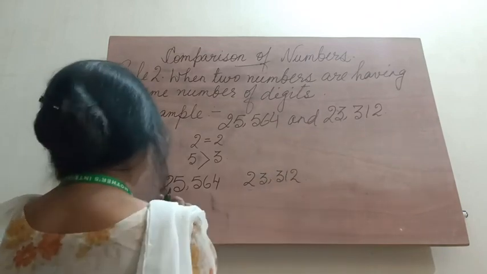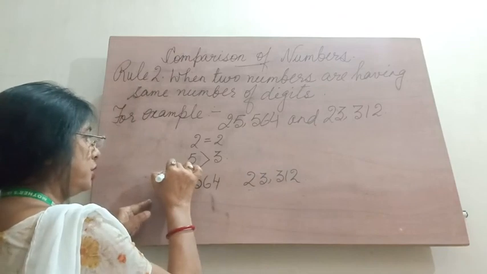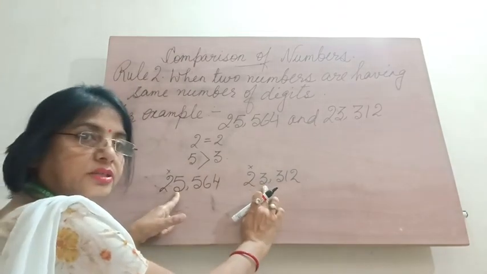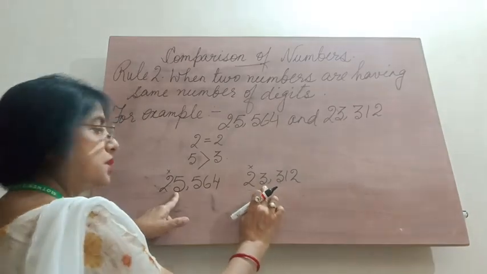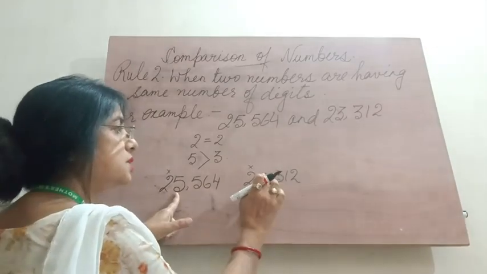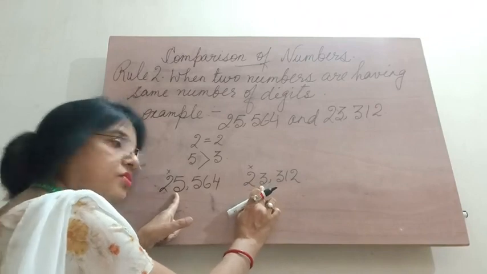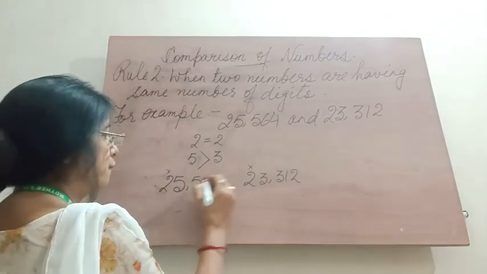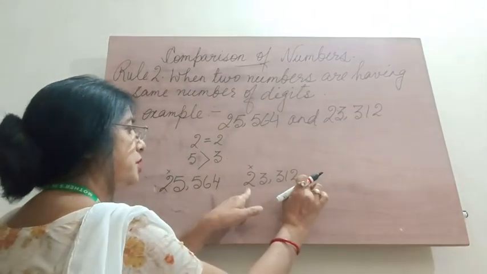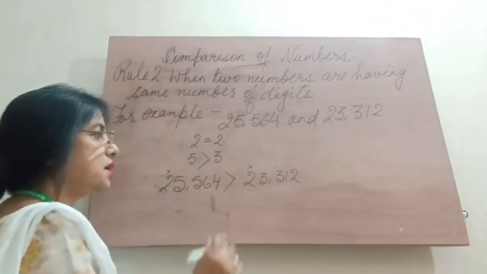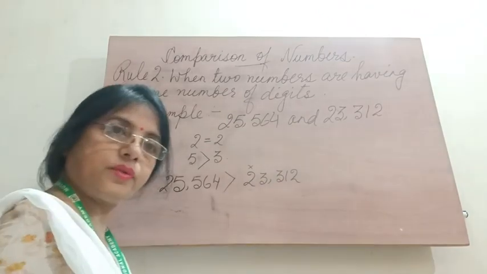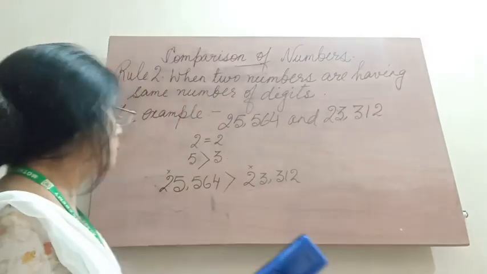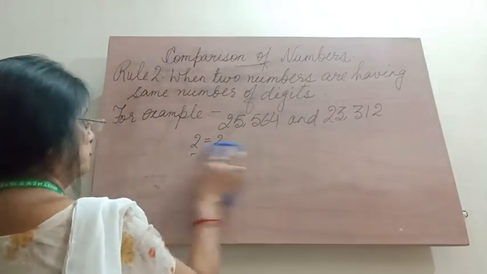Now, the first digit is 2, no need to compare. So, we are going to see the second digit. Here, in the first number, the second digit is 5, whereas in the second number, the second digit is 3. 5 is greater than 3. So, obviously, this number will be greater than the second number, that is 23,312. Clear to you? Now, for rule 2, one more example I am going to discuss with you.